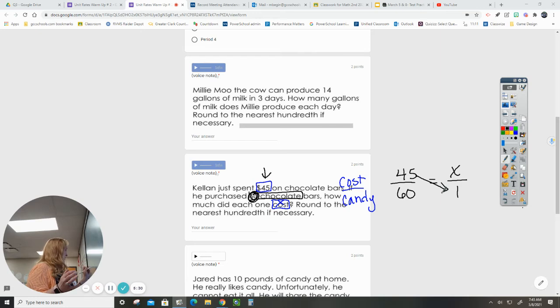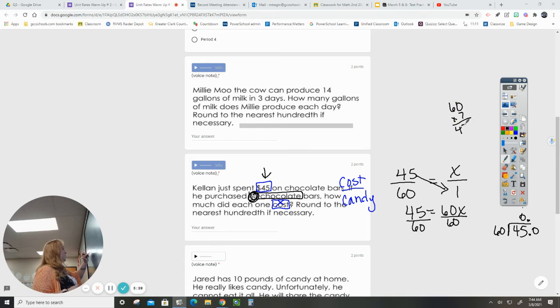So I'm going to do this again and cross multiply. 45 equals 60x. So therefore, we're going to divide both sides by 60. That makes more sense. So 45 divided by 60, 0 times. So I'm going to need a decimal. I'm going to try 7 because I know 6 times 7 is 42. So 60 times 7 is 420. And I get 7. Bring down the 3, 0, and another 0. Okay, 75. That makes sense.